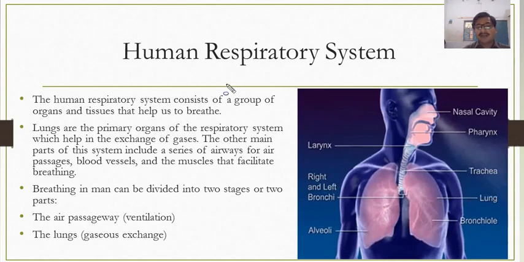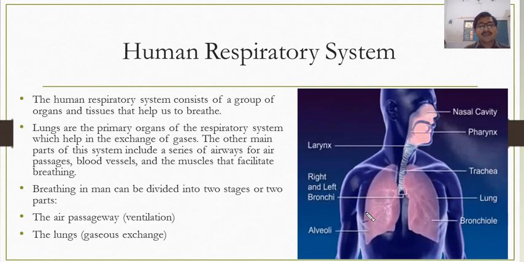Here, what is meant by air passageway? The area starting from the nose to the trachea, and then after it, the trachea divides into branches. From the nose to the branches, that area is known as the air passageway. And the muscles: muscle means the diaphragm, which separates the thoracic cavity and the abdominal cavity. This muscle and the muscles present between the ribs help us to breathe easily.